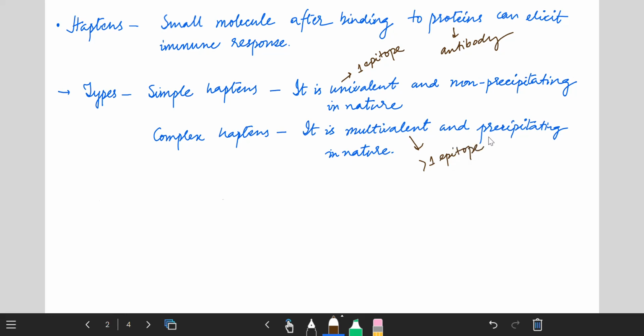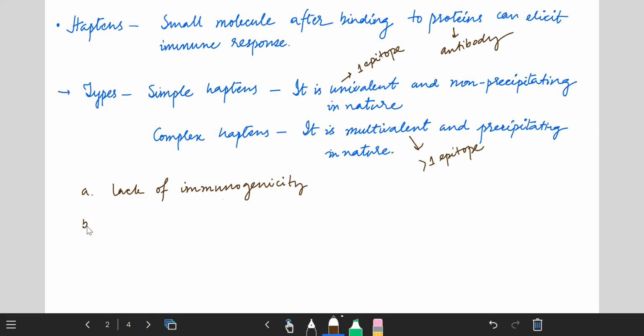Now, what do precipitating and non-precipitating mean? Precipitating means the hapten antibody complex which is formed can be visualized by various methods. But non-precipitating means the hapten antibody complex cannot be visualized by any kind of method. Now you need to keep in mind that haptens have two properties. The first one is lack of immunogenicity. It means it cannot induce an immune response by itself. Only after combining with a larger protein molecule called a carrier can it elicit an immune response.